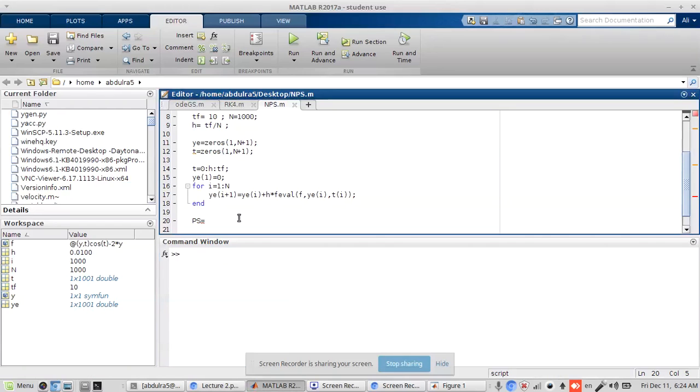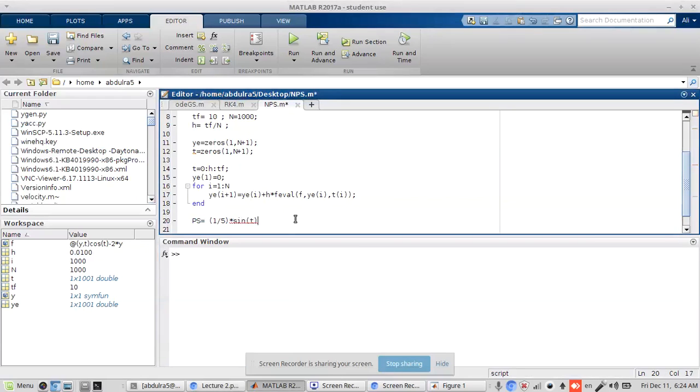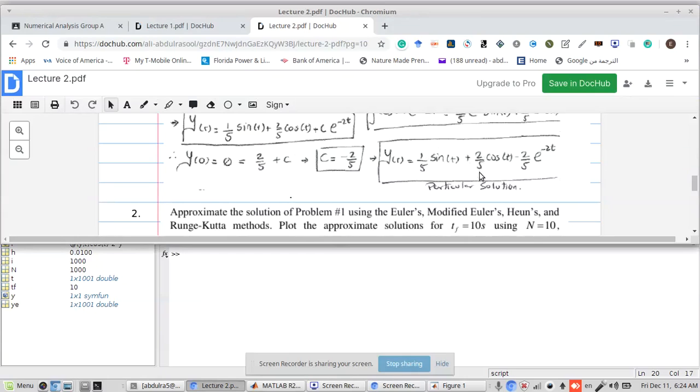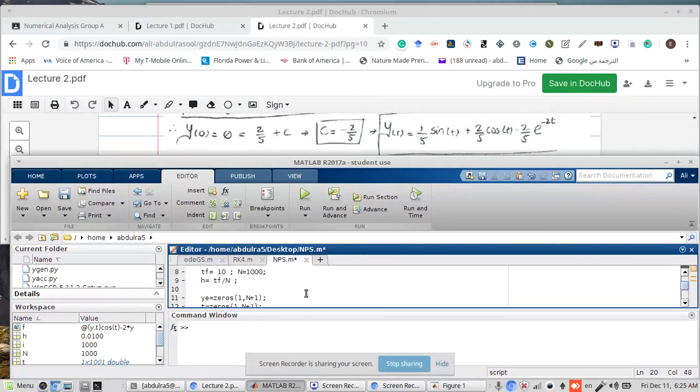So 1/5 sine t plus 2/5 cosine t minus 2/5 exponential. So it's correct. All right.